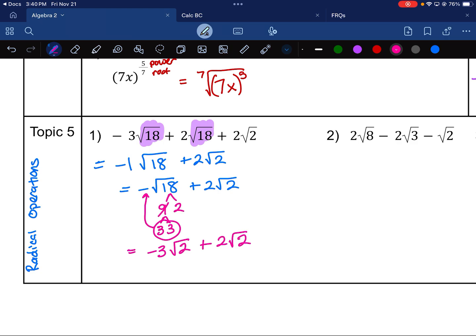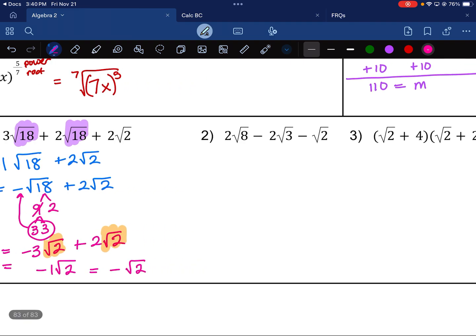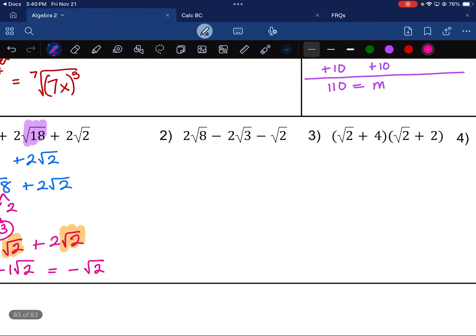And look there, by simplifying that root, now we have common roots again. We're going to add their coefficients. So -3 plus 2 is -1 radical 2. And again, we know the -1, we're just going to say negative radical 2. All right, let's do another example here. Let's look at number 2.